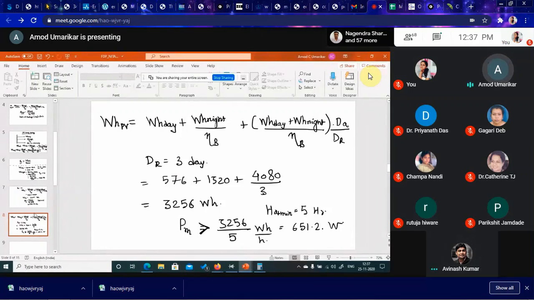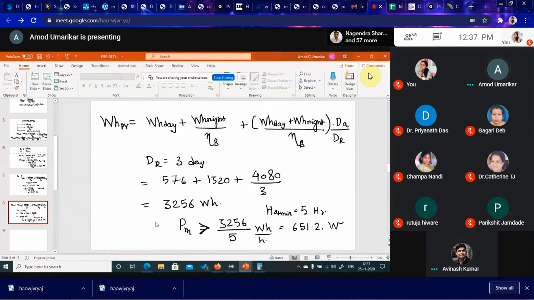So this is how we arrange. Of course, there are some more things left here. Based on the module wattage, we can decide the area of the module and everything. Then we have to use the insolation equations, as you said, Avinash, to decide the area. So this is how we have to design this.